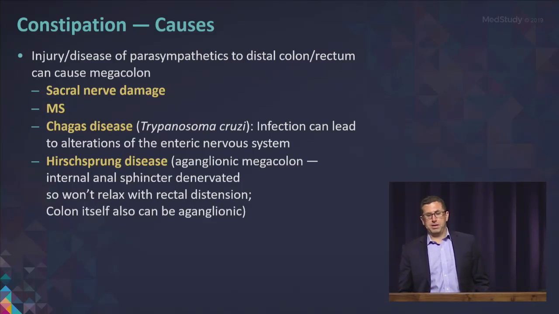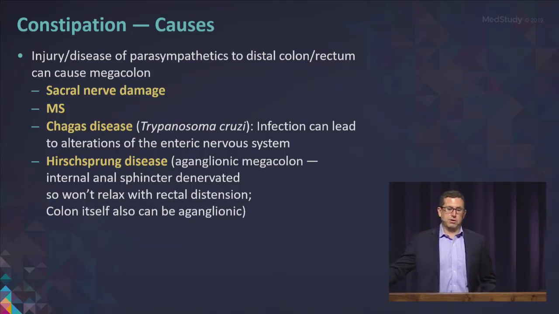For example, if there's damage or disease involving the parasympathetics. So you could have sacral nerve damage, MS, Chagas disease. In this infection, it could lead to alterations of the enteric nervous system, of the nerve supplying the gut, which could lead to constipation. And then there's Hirschsprung's disease, which is aganglionic megacolon.